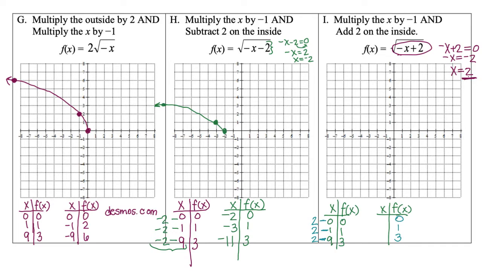And then we've got 2, we've got 1, and we've got -7. So here again we have 2, 0. We have 1, 1. -7 and 3.